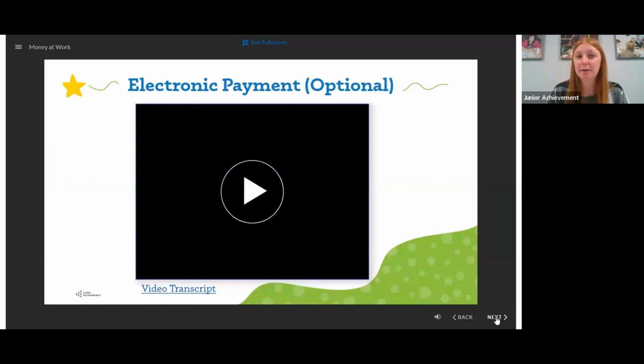You can simply skip this slide. Here in South Dakota, we do not use the electronic payment option. We use the physical money that we have provided.